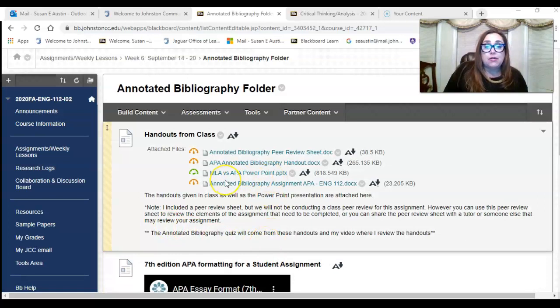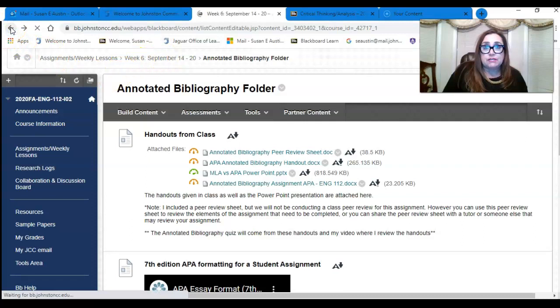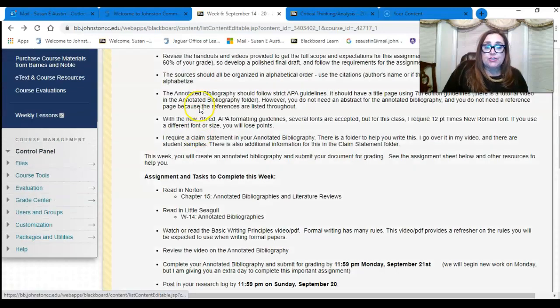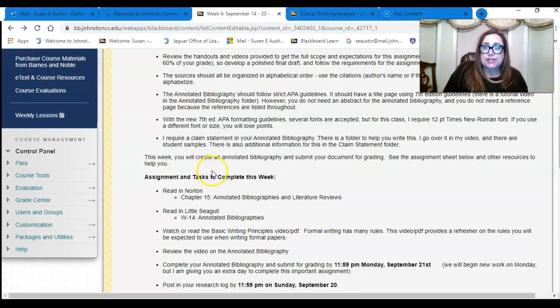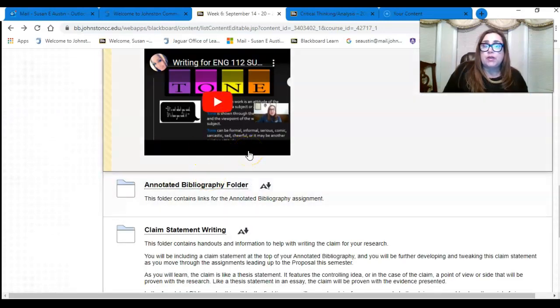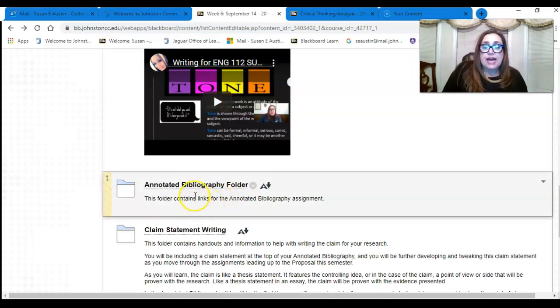So I'm in our weekly folder right now, and I've gone into the annotated bibliography folder. Just to be clear, I'm going to get out of this just to let you know how I got here. I'm in our weekly folder, and here's sort of the announcement. I've given you all the parts and expectations for the assignment in the weekly announcement. I've also given you a video to remind you of some of the academic tone and academic writing expectations for the class, or really for any college writing. And then I've created an annotated bibliography folder and a claim statement writing folder.